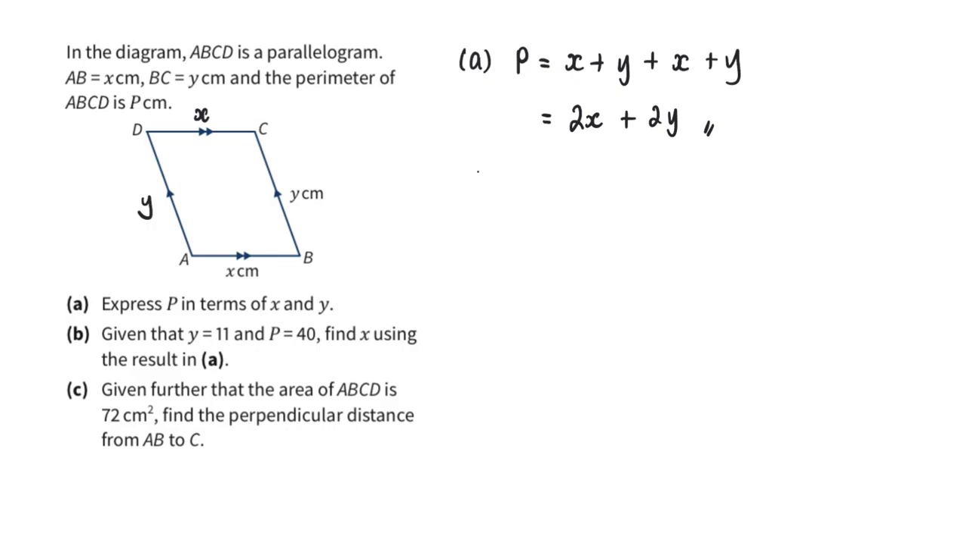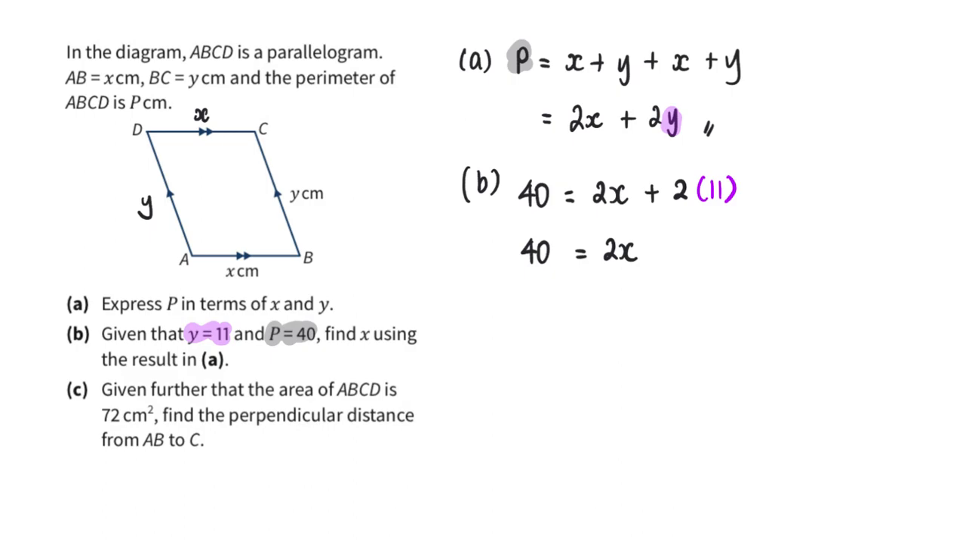For part B, given that y is equal to 11 and P is equal to 40, find x using the result in A. So I am now going to substitute P as 40, y as 11. So you will then see 40 is equal to 2x plus 2 times 11. And so we are going to solve this equation now.